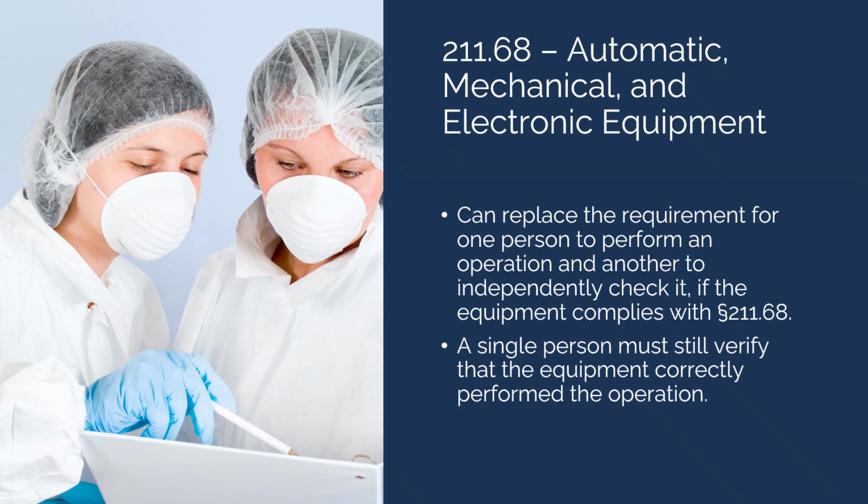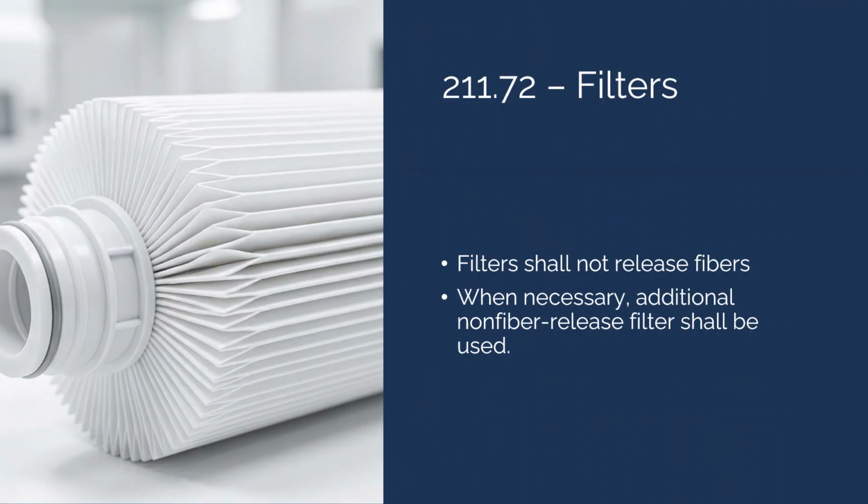Compliant automated equipment can replace the requirement for independent checks by a second person. However, a single person must still verify that the equipment correctly performed the operation. Section 211.72 specifies that filters must not release fibers. Where necessary, an additional non-fiber releasing filter must be used.